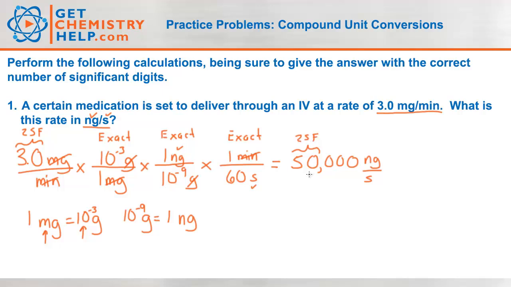Okay, well, of course I can't just keep 50 and get rid of all these. The better way to write this would be to write it in scientific notation. So I keep the 2 significant digits, the 5 and the 0, and I make it scientific notation. So I put the decimal here, and that decimal would have moved 1, 2, 3, 4 times. So it would be 5.0 times 10 to the 4th nanograms per second. Okay, let's go on to number 2 here.